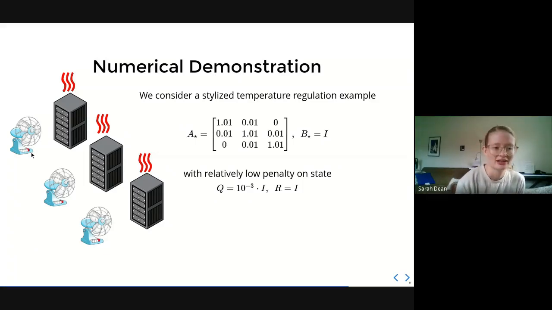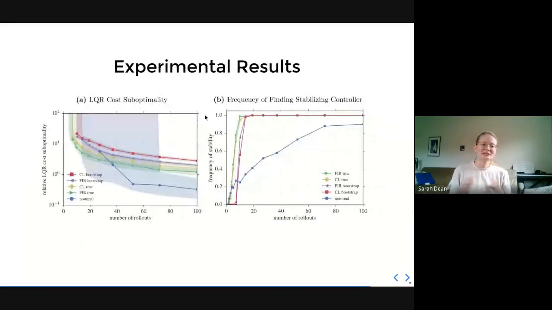But let's say we didn't actually know the dynamics, and we just tried to learn them with least squares and do this procedure. What happens? I'll point out this is stylized precisely because these are only marginally unstable. If it's really expensive to turn the fan on and you think the system will just dissipate on its own, you want to avoid turning on the fan. And that's why this is set up for failure. And these experimental results show that.